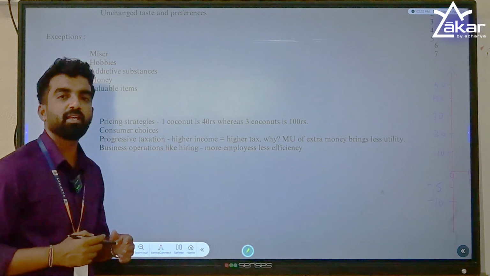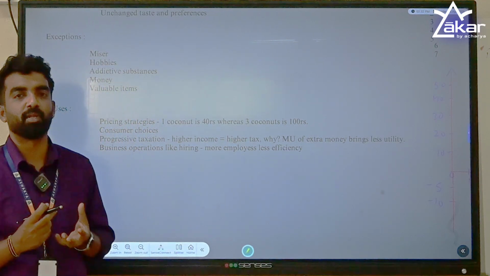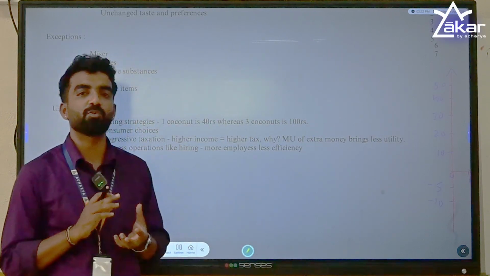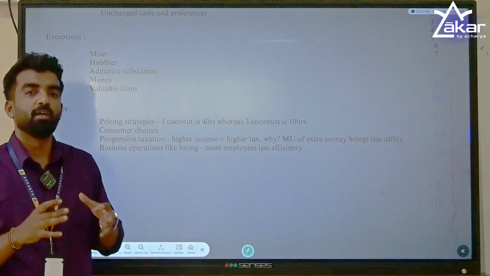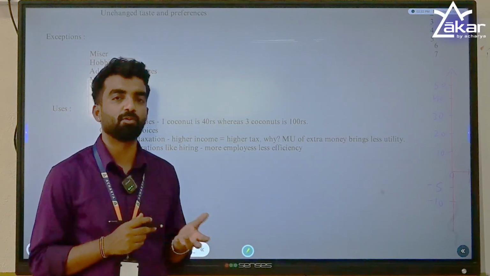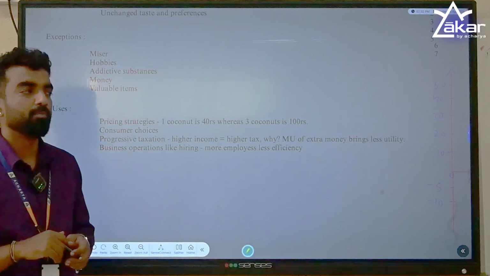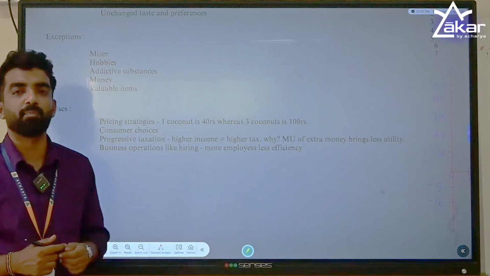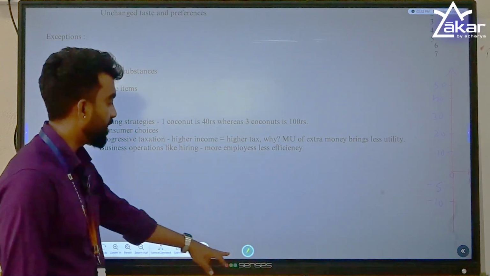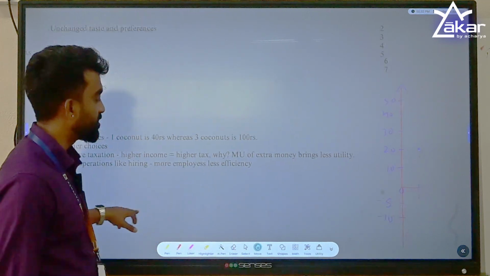And business operations like hiring. Let's say there is a piece of work which requires 2 people. If you are a clever businessman, you hire one, because you have to push that one person to do beyond his potential. What if I hire 3 persons in place of 1 or 2? The efficiency of those people working will reduce, because they know this requires only 2 people, but we are 3, so we can chill for some time and work for the remaining time, right? All these are uses of the law of diminishing marginal utility.